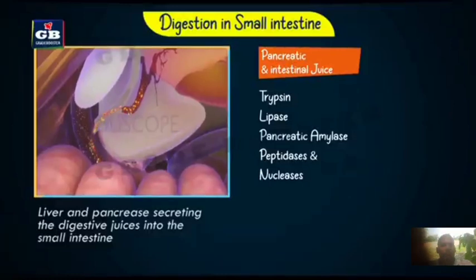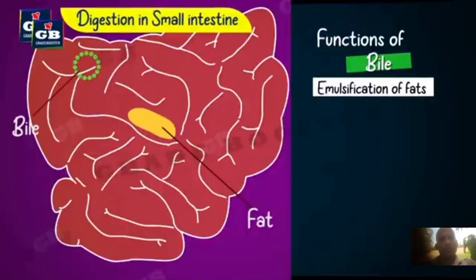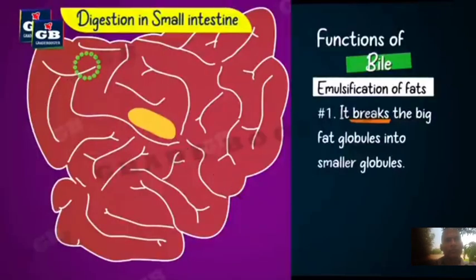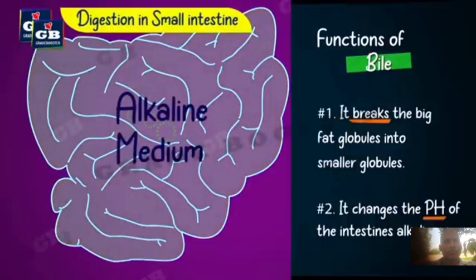The bile juice that comes from the liver does two important jobs. One, emulsification of fats, which means converting the bigger fat droplets into smaller fat droplets. By doing this, the surface area of the fat droplets increases. Due to increased surface area, enzymes can digest these fat droplets more efficiently. The second job of bile is to make the intestinal pH alkaline. In the small intestine, an alkaline medium is required for the digestion of carbohydrates. The digestion of the food gets completed in the small intestine.